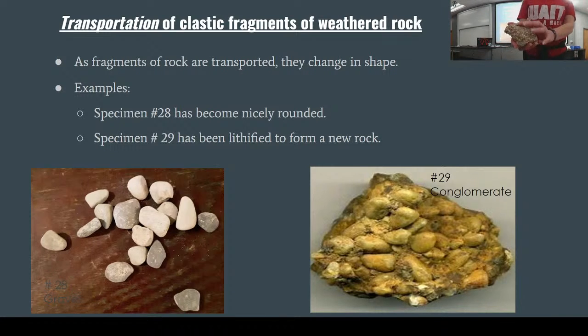So this is the conglomerate through here. Notice the larger gravels within it, and then the smaller particles that have helped solidify this through lithification. And this is a clastic rock.